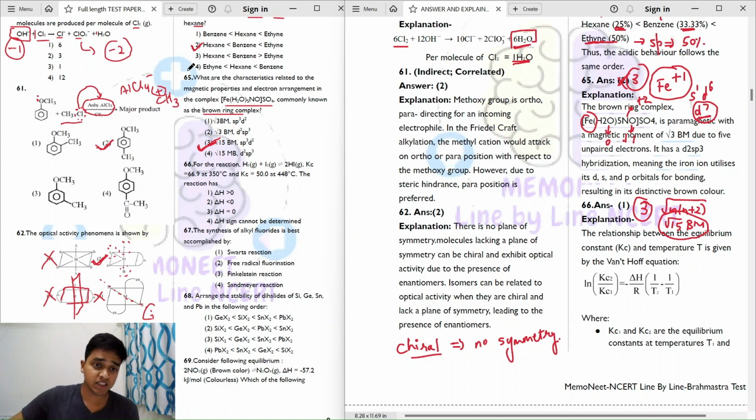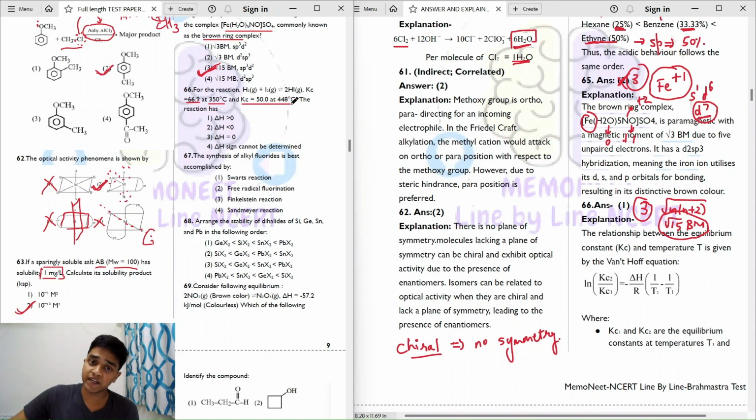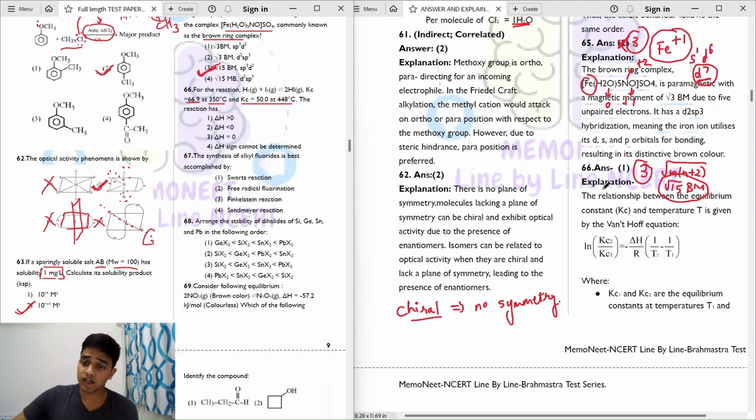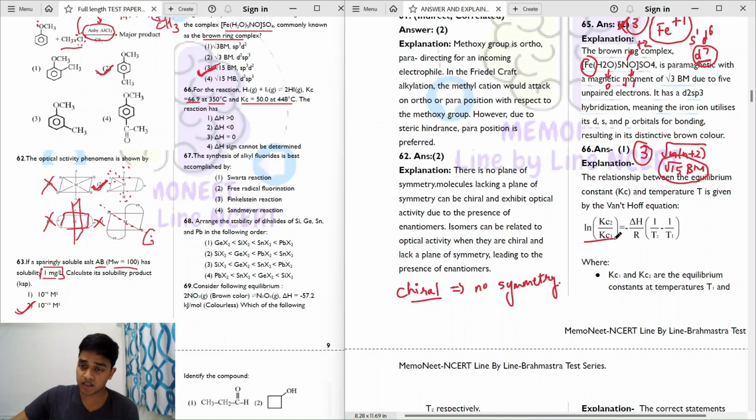Moving on to the next question. The question says, for the reaction H2 plus I2 gives 2HI, the Kc, which is the equilibrium constant, is given as 66.9 at 350 degrees Celsius, and Kc at 448 degrees Celsius is given as 50. Using the Van 't Hoff equation, we can find the relation between Kc and the temperature. It is given as ln Kc2 upon Kc1 is equal to minus delta H by R multiplied by 1 by T2 minus 1 by T1.